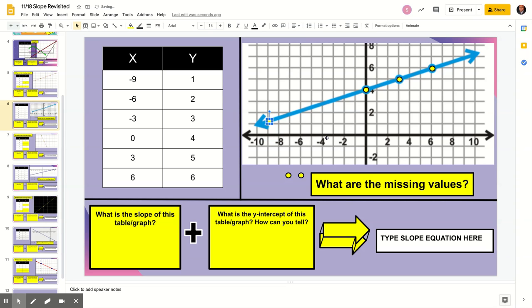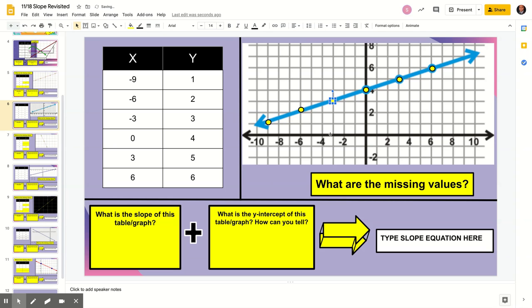Boom. Do I have -6, 2 placed already? Let me go over to -6, 2. Is that placed? Nope. Well, then that's the other spot I'm missing. And last but not least, do I have -3, 3 placed? Let me go over. -3, 3. Nope, not placed. Boom. There it is. So those are all my points, ladies and gents.